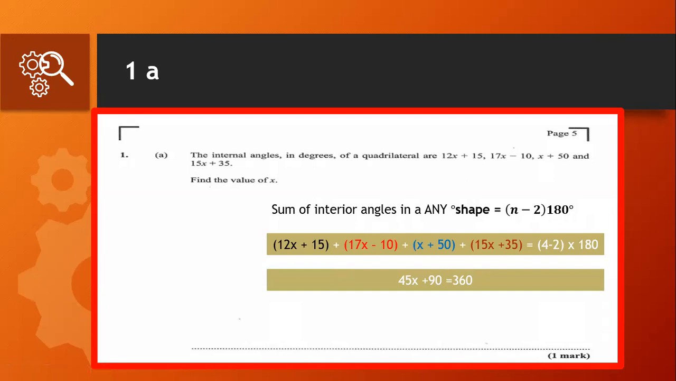So when I add up all the x's, I get 45. When I add up all the numbers, I get 90. Remember, when you're adding the numbers, make sure to take note of the negative sign as well. So it's going to be plus 15, plus or minus button on the calculator, 10, plus 50, plus 35. And when you do that, you will get plus 90. When you add up all the x's, you will get 45x. Any questions there? Take it in for a second and see if you understand it.